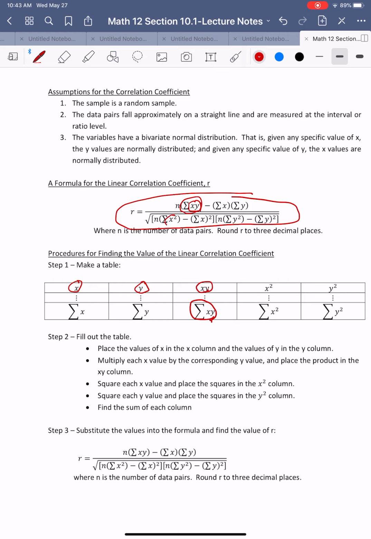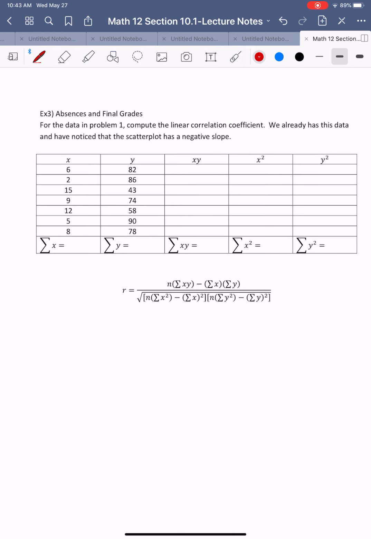And then we also need to get the square of x, and of course we need the sum of that too. And then we also need y squared, and we add them to get the sum too, okay? We are going to use a table. So step one is to make a table. Step two, fill out the table with that information as columns. And then we substitute the values in the formula. This is the same formula that I put up there. And n is the number of data pairs. The r is rounded to 3 decimal places all the time. Okay, let's look at the next page to see what we can do about this.